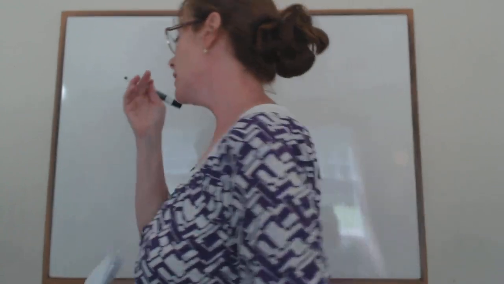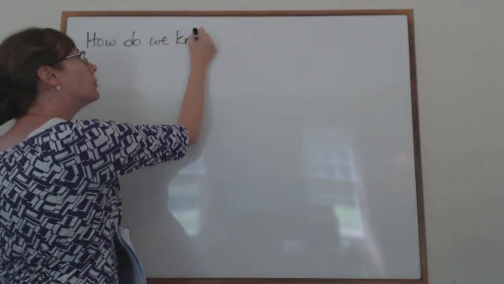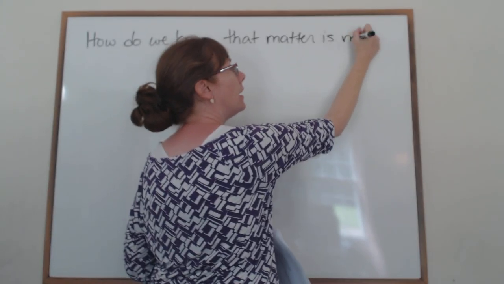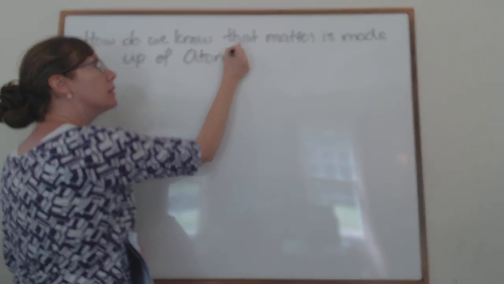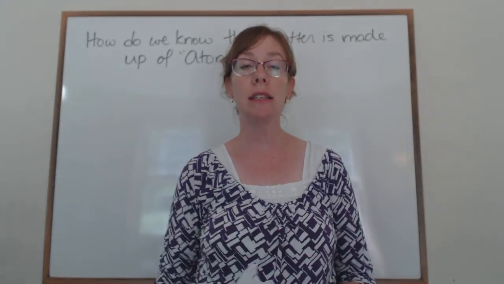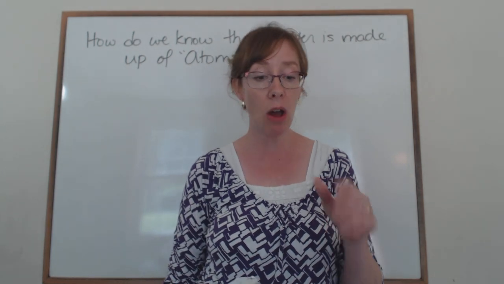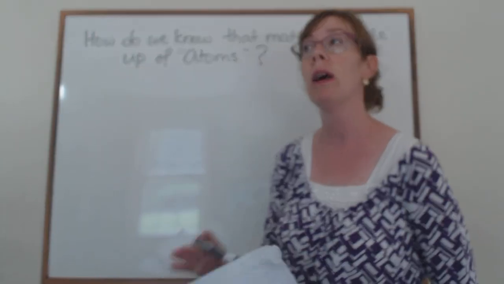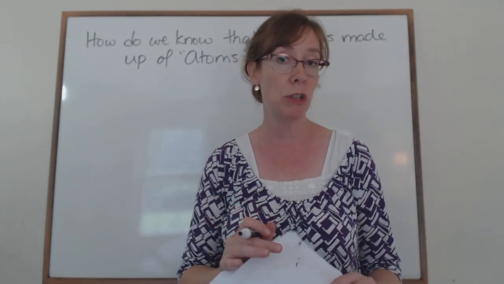So if you want to go ahead and jot down your new notes, the basic question: how do we know that matter is made up of these things called atoms? Because one thing that we can say is that it's not through direct observation. Atoms are too small to observe, so it's not the type of thing that you can just get a microscope and see, oh, there's the atoms, there they are, now we know. It was never like that, and it's still not like that. So there's other evidence that matter is made up of atoms besides just direct observation.